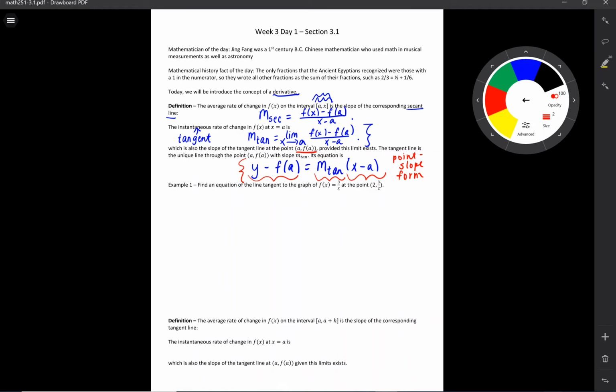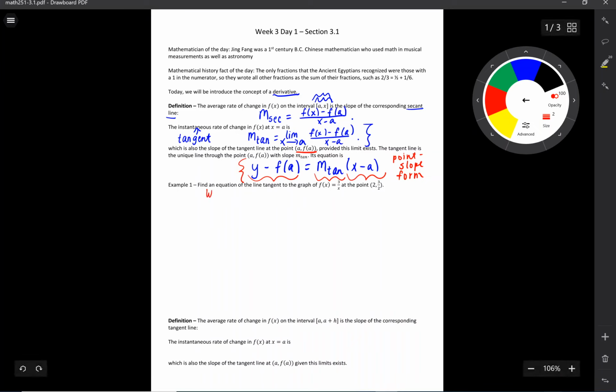So we only have one tangent line that goes through every single point. Each point on a curve only has exactly one tangent line, because it only has one possible slope and one possible y-intercept, or point if you want. So let's practice this a little bit. We want to find the equation of the tangent line to the graph of f of x equals 3 over x at the point 2 comma 3 over 2.